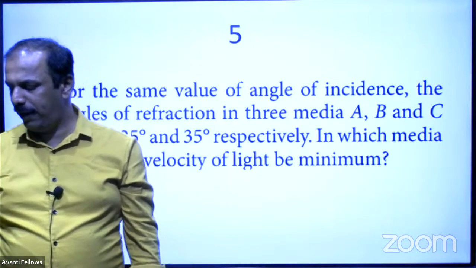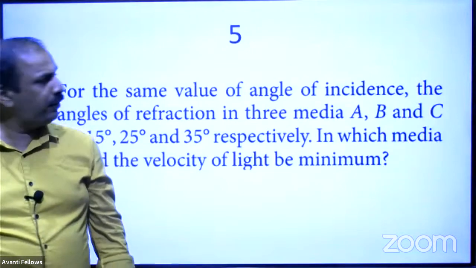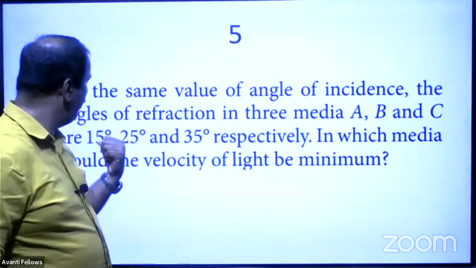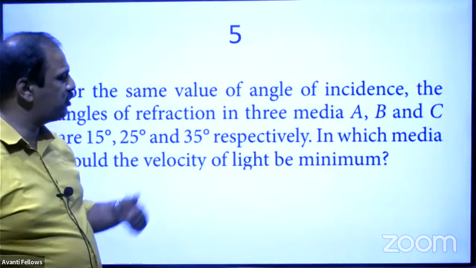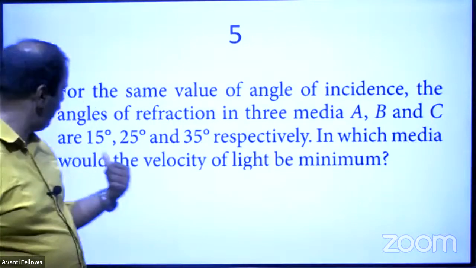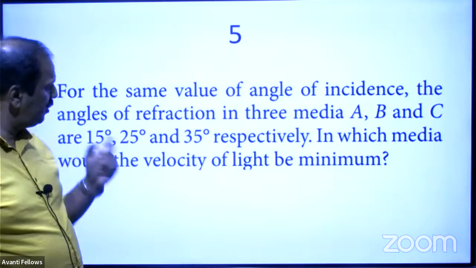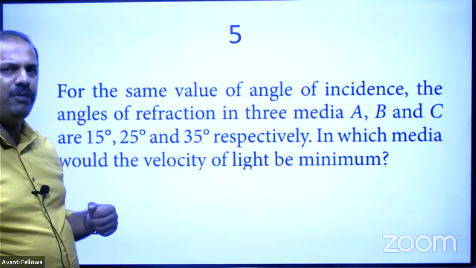Okay. So here another question is there. For the same value of angle of incidence, the angle of refraction in the three media A, B, C are 15 degrees, 25 degrees, and 35 degrees respectively. In which medium would the velocity of light be minimum? So here sin i by sin r is equal to the refractive index.